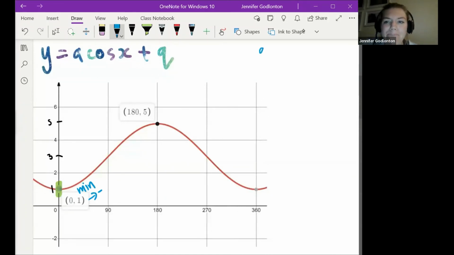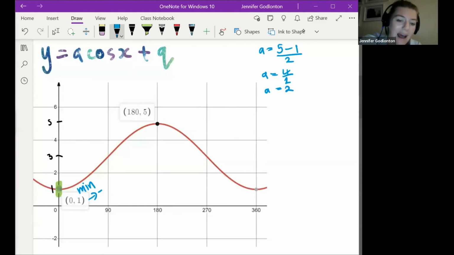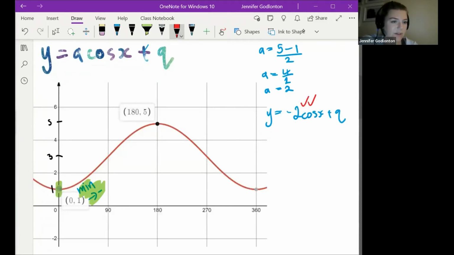To find A, we're going to take our maximum value, which is 5, and we're going to subtract our minimum value, which is 1. We're going to divide it by 2. So we get 4 over 2, which is 2. But because we're smart, we're not going to forget that we started at our minimum, which means it's negative. So far we are at y is equal to -2 cos x plus q. Okay, if you got there, give yourselves 2 ticks.